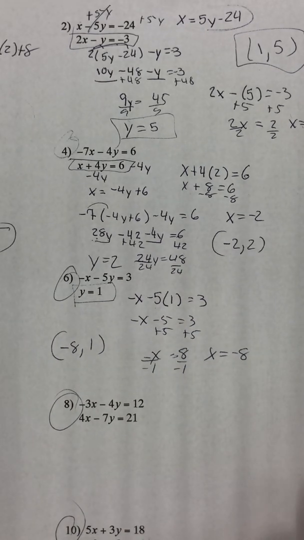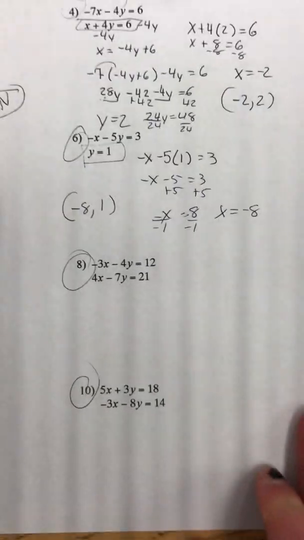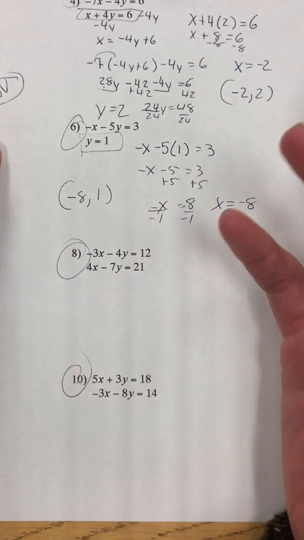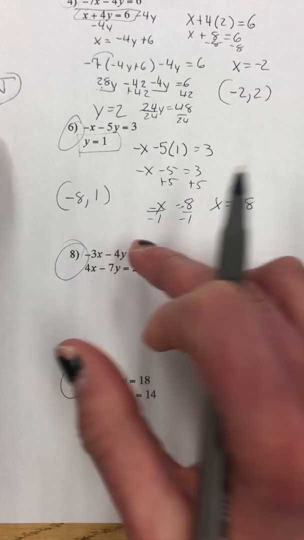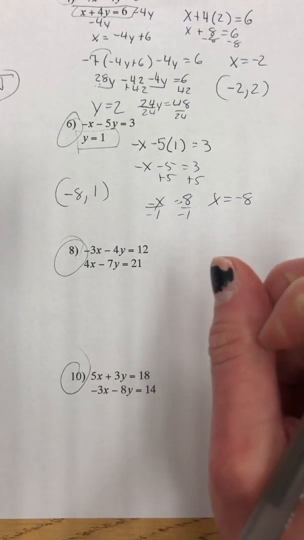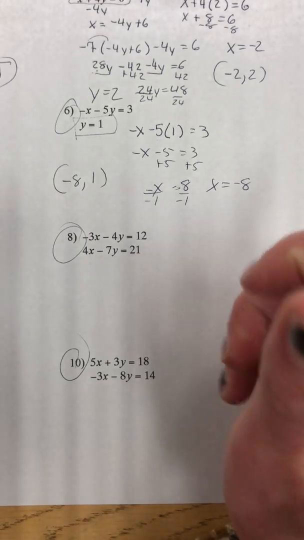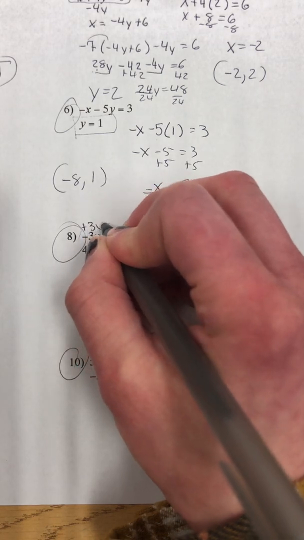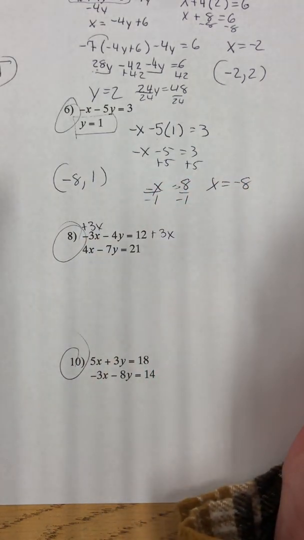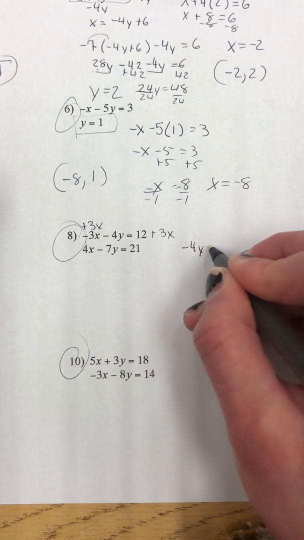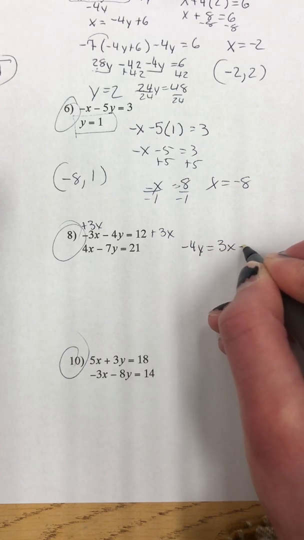We've got 2 more examples unless you guys want more. If you need more, let me know. Looking at number 8, again, we are going to solve for one of our variables. I'm going to choose the top one because it looks easiest to work with. So looking at the top one, I'm going to either solve for x or y. This time, I think I'm going to solve for y. So I'm going to add 3 to both sides. If I add 3 to both sides, that gives me negative 4y is equal to 3x plus 12.